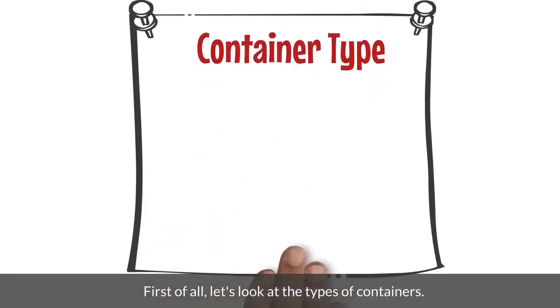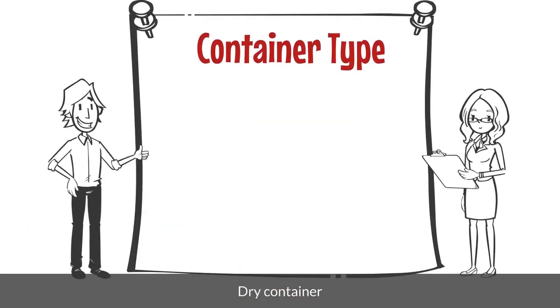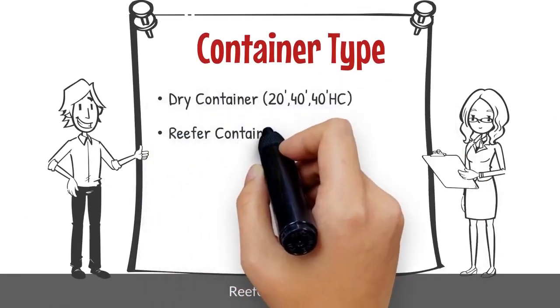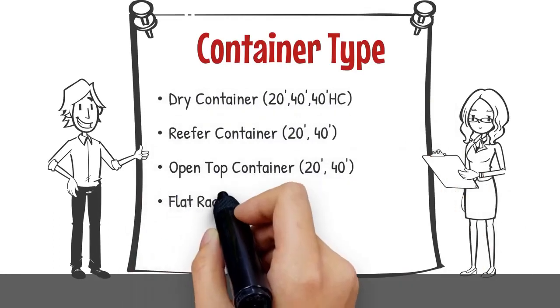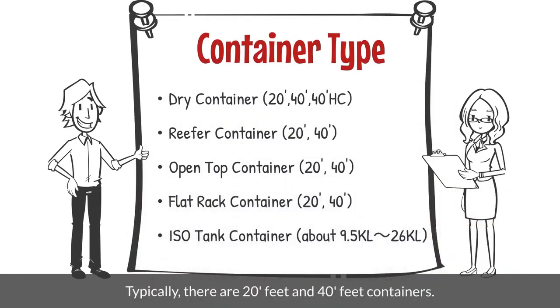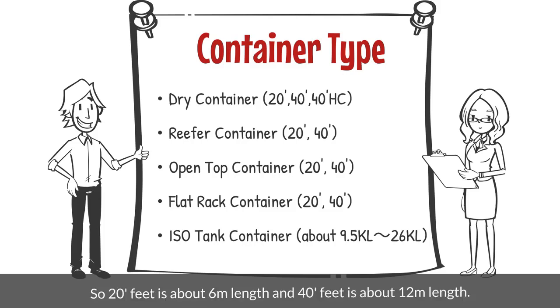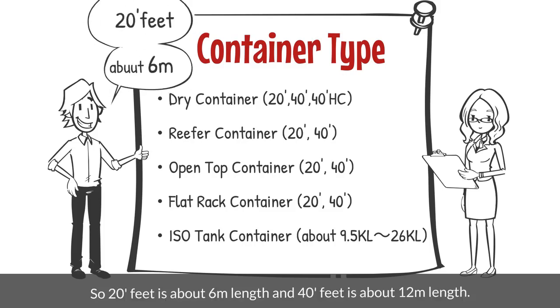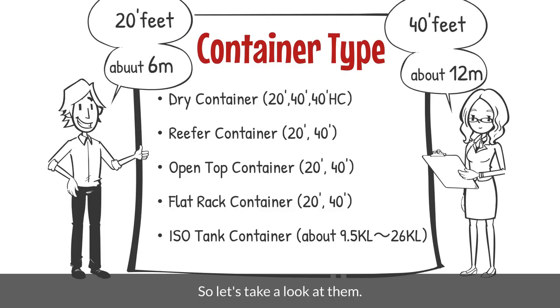First of all, let's look at the types of containers. Dry container, reefer container, open top container, flat rack container, ISO tank container. Typically, there are 20 feet and 40 feet containers. This foot refers to length. So 20 feet is about 6 meters length and 40 feet is about 12 meters length. So let's take a look at them.